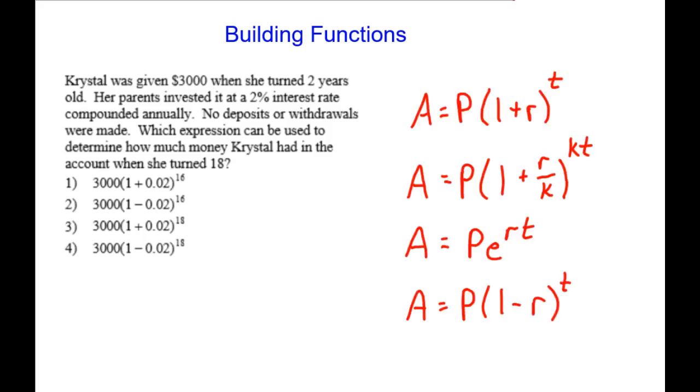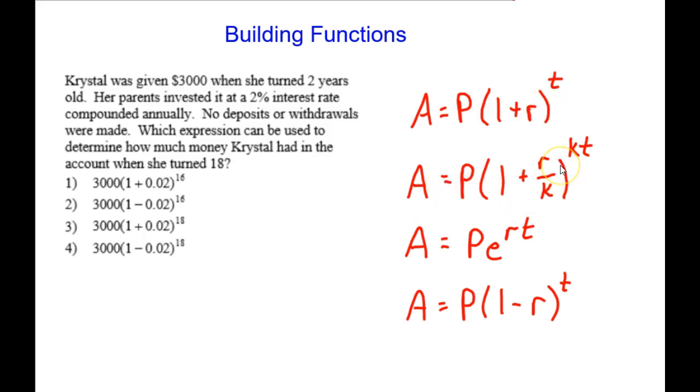First, we need to recall our formulas for exponential growth and decay. So the first one, A equals P times 1 plus r raised to the t power. This is our basic exponential growth model. We have our interest rate. It's compounded annually, once per year. So that's the first one we're going to use.